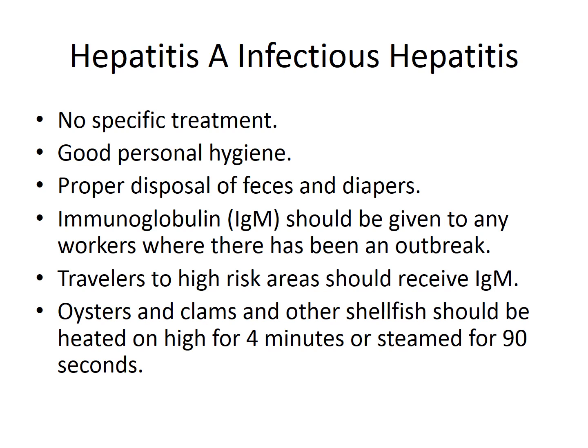If the individual is going to be traveling, you would probably recommend an IgM immunoglobulin shot, which basically is going to trick the body into thinking that it has already had the hepatitis A, and it should be given anywhere where there's an outbreak. If there's an outbreak at a daycare center, everybody in that daycare center should receive the immunoglobulin.